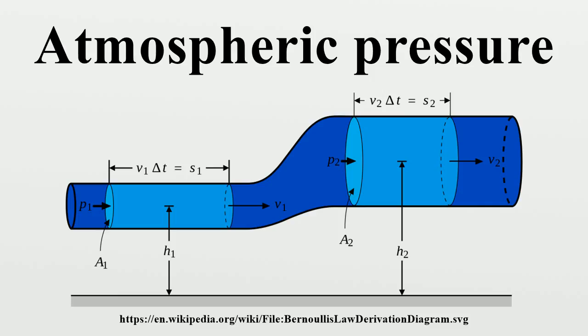Standard atmosphere. The standard atmosphere is a unit of pressure equal to 101,325 pascals or 1,013.25 hectopascals or millibars, equivalent to 760 millimeters of mercury, 29.92 inHg, 14.696 psi.